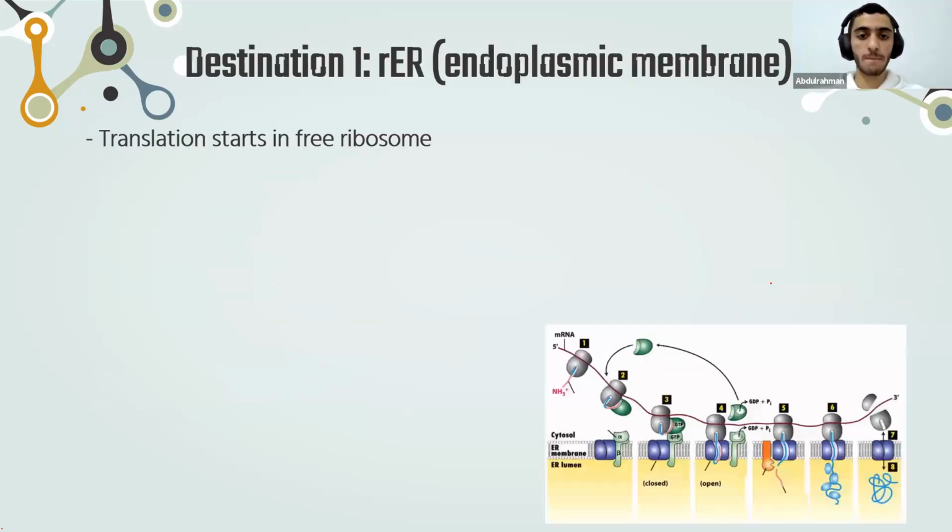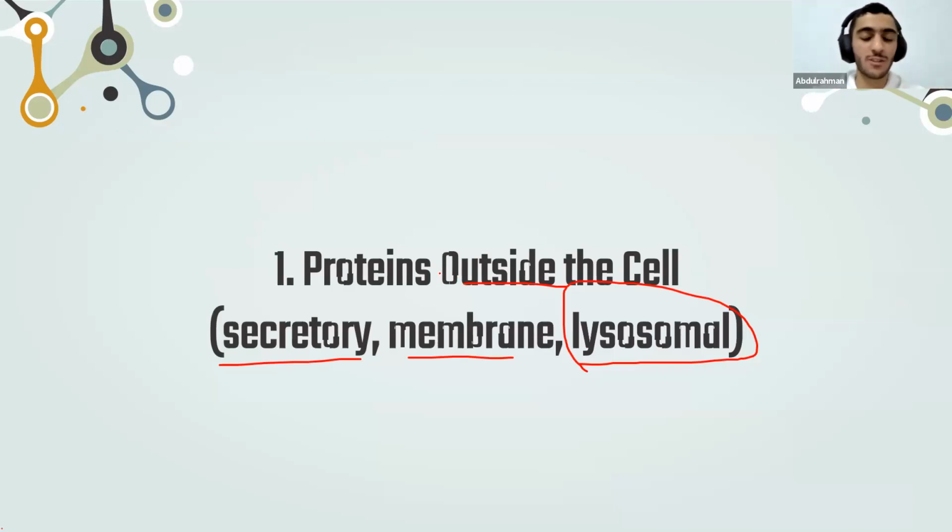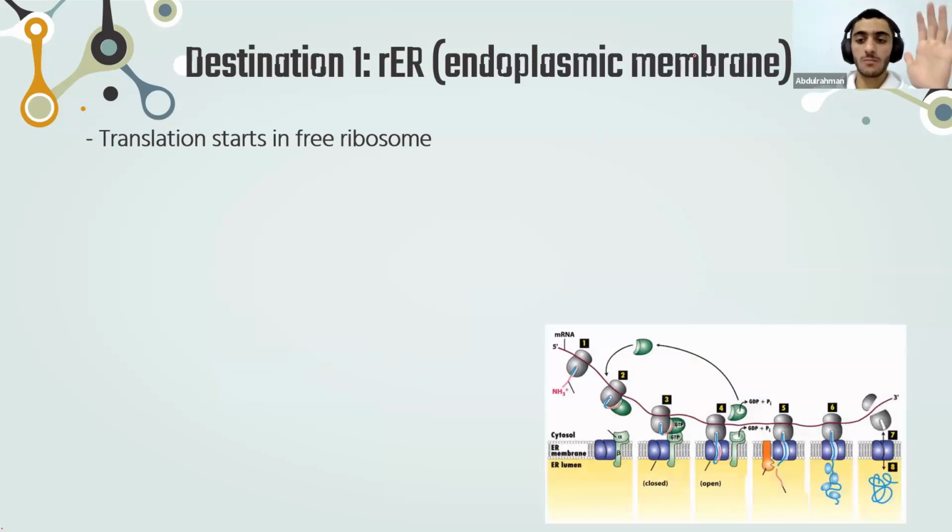All right, let's begin. First thing we have is the rough endoplasmic reticulum. Oh my bad, I should have asked you this. Proteins to be sent outside the cell, where will they be made? In the cytoplasm or in the endoplasmic reticulum? Is it the rough ER or is it the cytoplasm? Anyone? Okay, so it's the rough ER. Thank you.